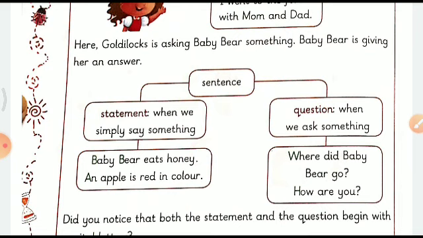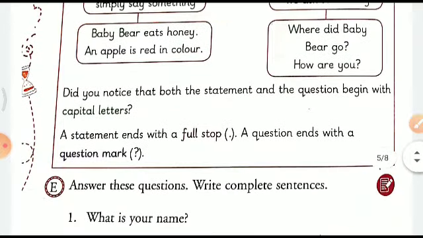The baby bear eats honey. An apple is red in color. These are examples of a statement. Question: Where did baby bear go? How are you? You noticed that both the statement and the question begin with a capital letter. A statement ends with a full stop. A question ends with a question mark.